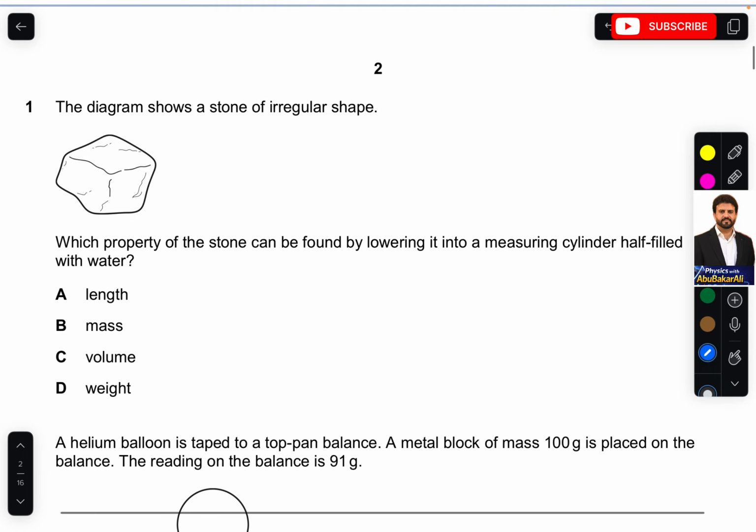The first question is: the diagram shows a stone of irregular shape. Which property of the stone can be found by lowering it into a measuring cylinder half filled with water? In this paper, I'm going to discuss all the options: which one is correct, and why the other options are incorrect. We will discuss them in detail.